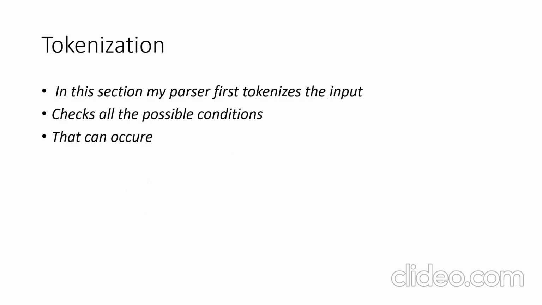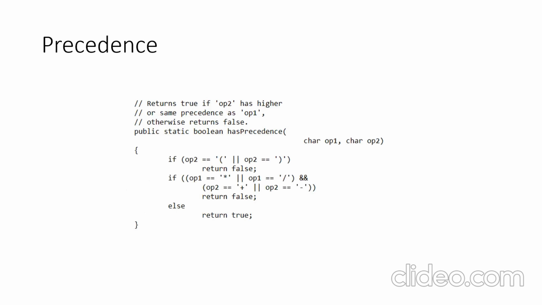As I told you, in the tokenization section my parser first tokenizes the input. It checks all the possible conditions that can occur. Third one, precedence. This is my code in this slide. It checks the precedence of the operator. It returns true if operator 2 has higher or the same precedence as operator 1, otherwise it returns false.